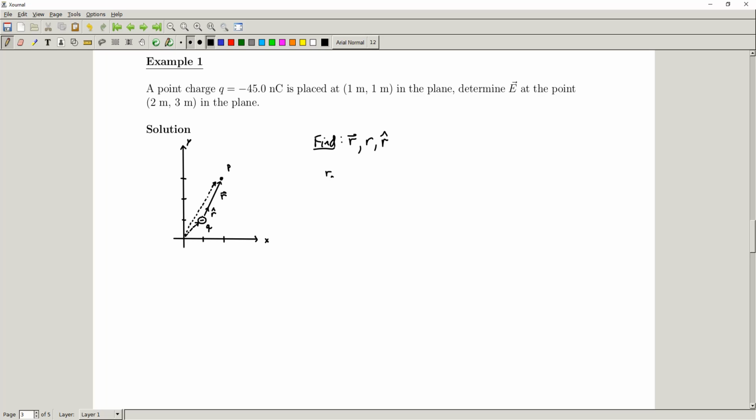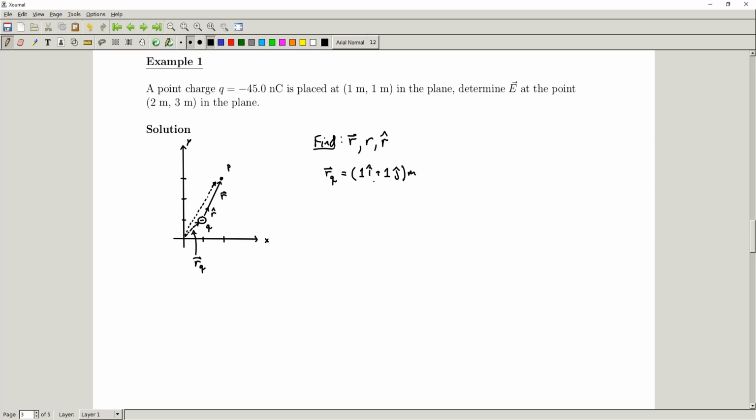So the way I would do this is I would write RQ. So what is RQ? RQ is this vector that I've drawn in here. This would be RQ as a vector, and it's basically the vector that points from the origin to the source point that we're interested in. So what is that? Well, that's going to end up being 1 i hat plus 1 j hat meters, right? So this would be the vector that points to 1, 1.